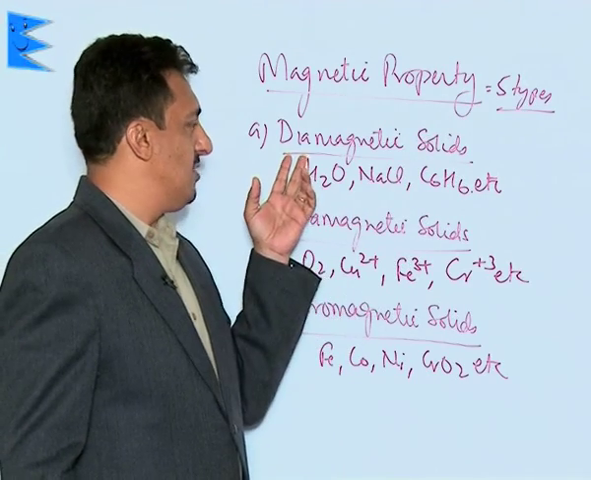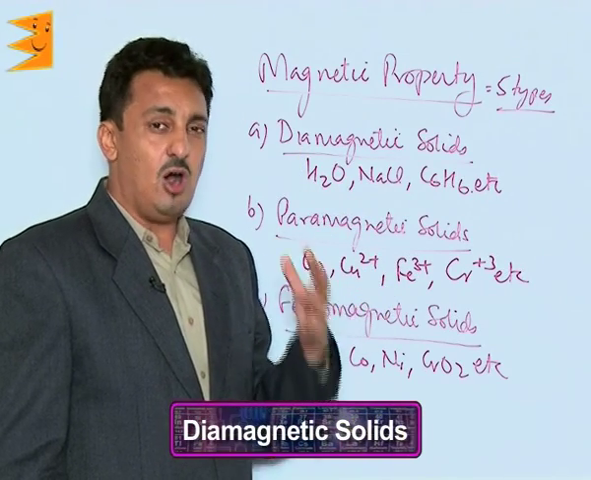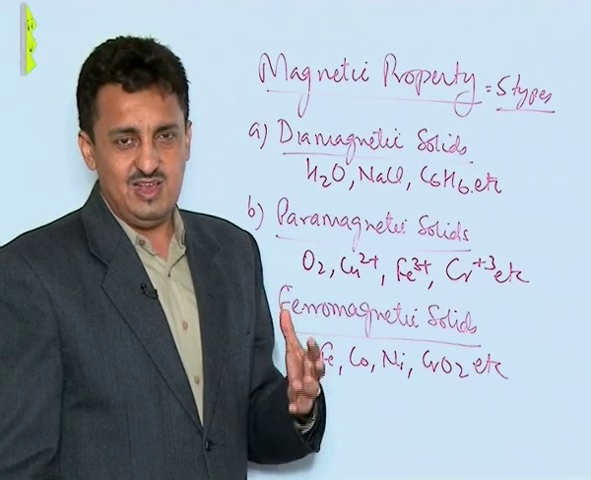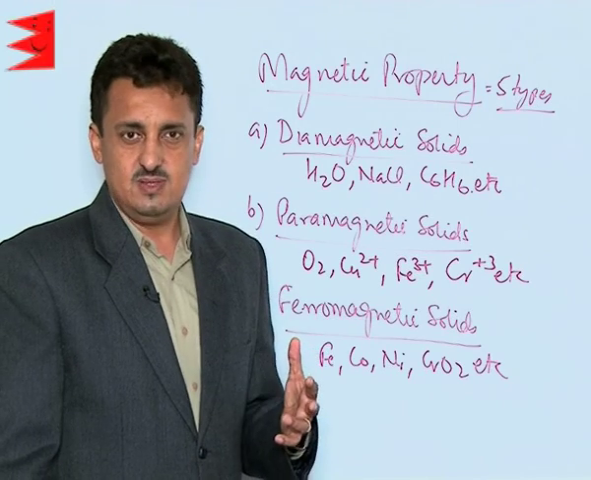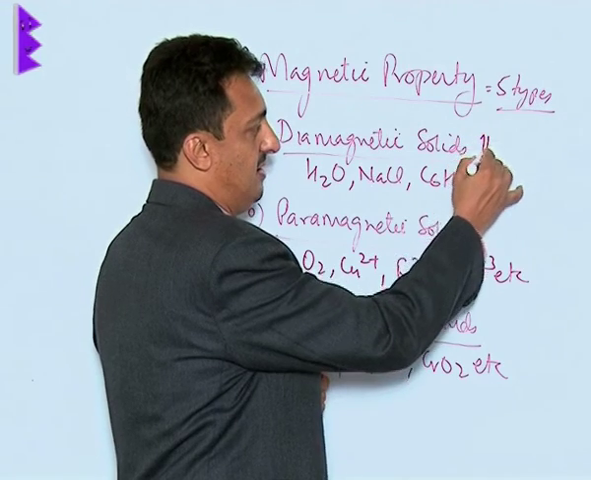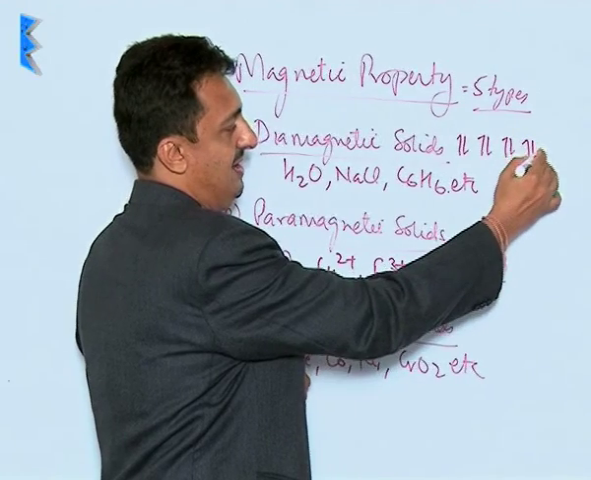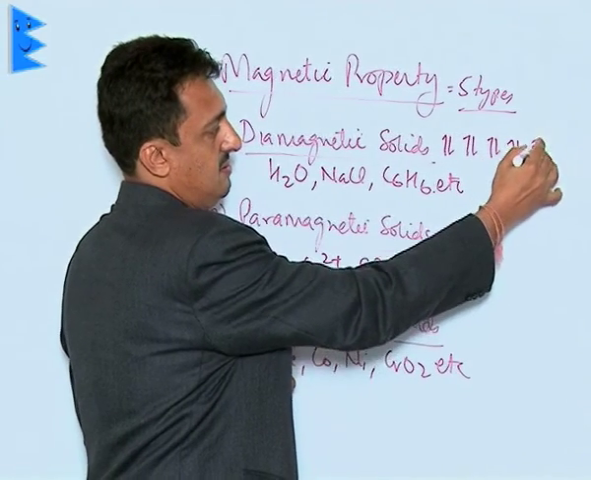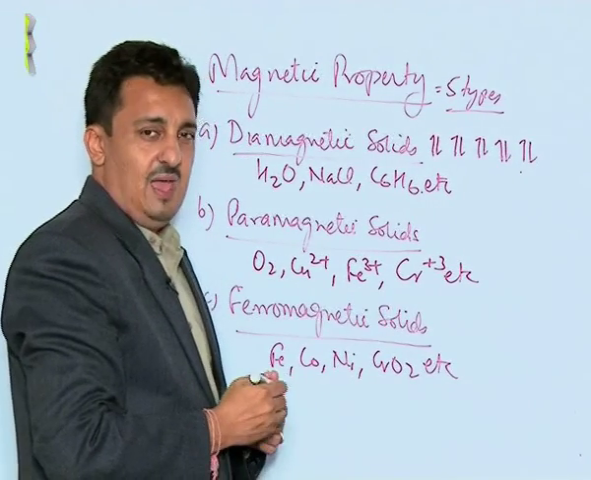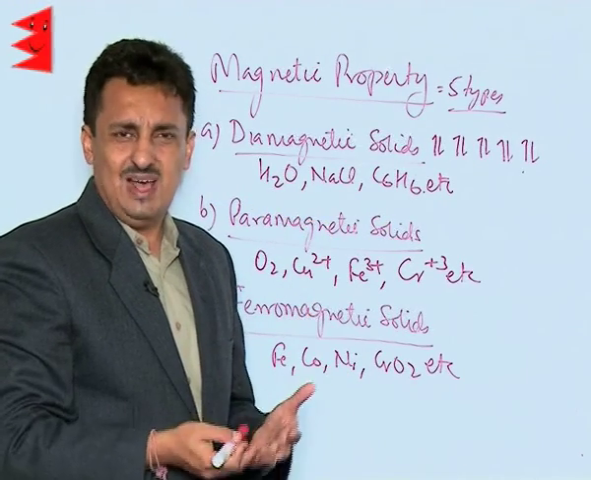The first category includes the diamagnetic solids. These are the solids which contain all paired electrons, and once they are placed in external magnetic field they get repelled by it. They get repelled because all their electrons are paired. We can represent it electronically like this. So all electrons are paired in this, and the examples include water, sodium chloride, benzene. We can have rubber, plastic like this.